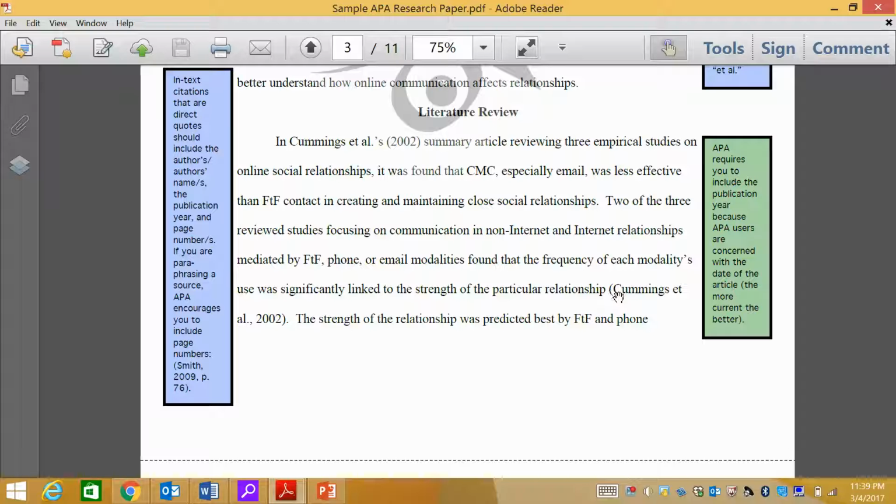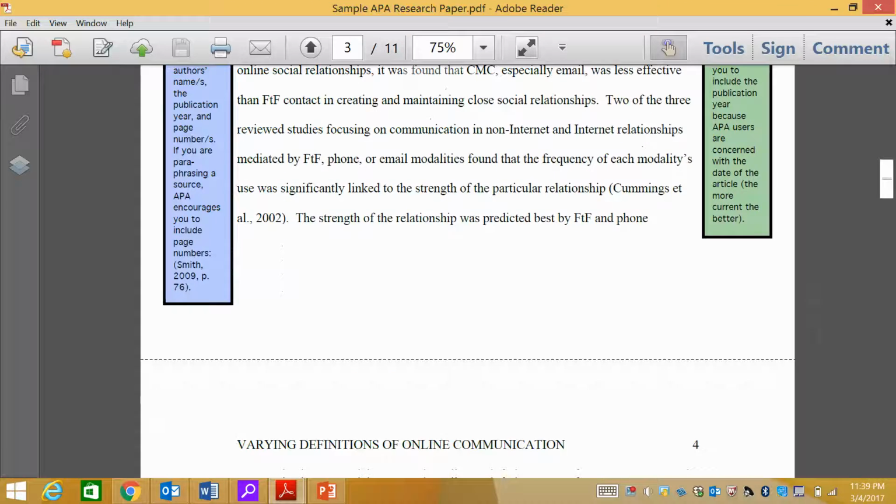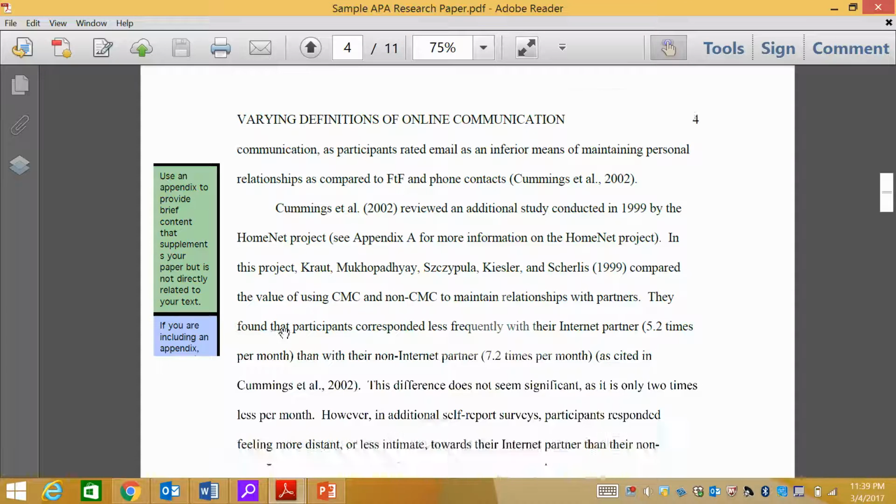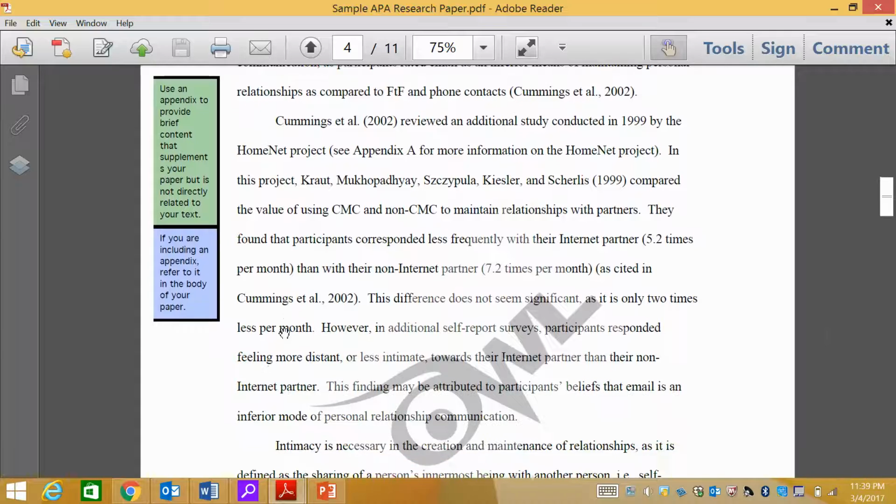Every time you use a source, you should introduce the name of the source with the date and then conclude the sentence, right, with information. There's the period after the parentheses. Okay? You have the authors, then you have the date, and you have a period. Okay? All right? And that continues throughout.